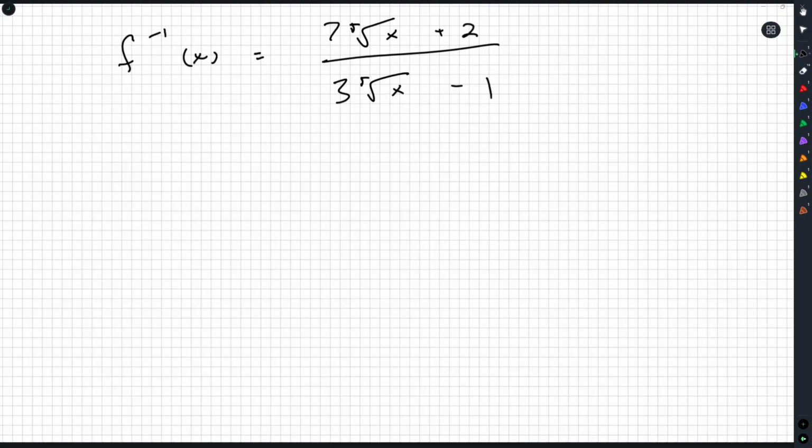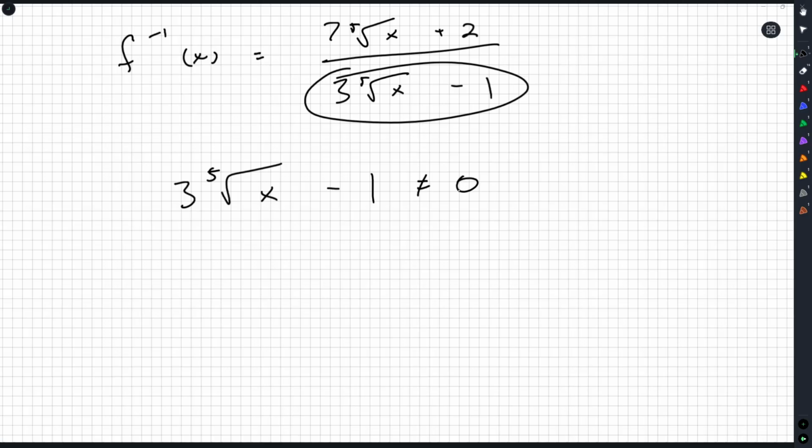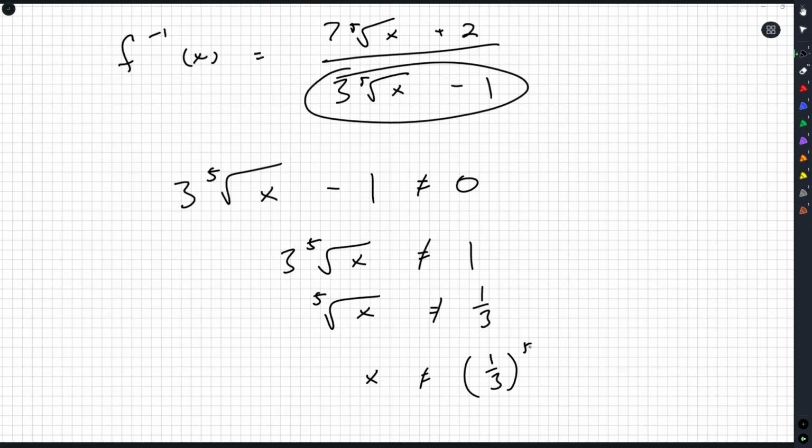And as we did before, we say, okay, what things are not allowed? Well, I do see roots here, but they're 5th roots. Odd roots, nothing wrong with that. So just like the start, the only thing that's sort of forbidden is there might be a division by 0. So we need to not have 3 times the 5th root of x minus 1 be 0. That's not allowed. So we can't have 3 times the 5th root of x be equal to 1. So we can't have the 5th root of x be equal to 1/3. So we can't have x be equal to (1/3) to the power of 5.